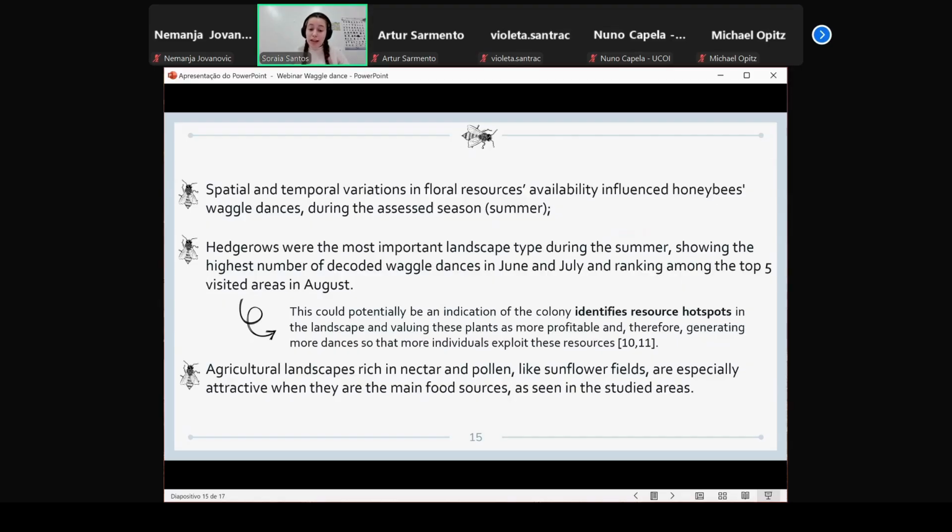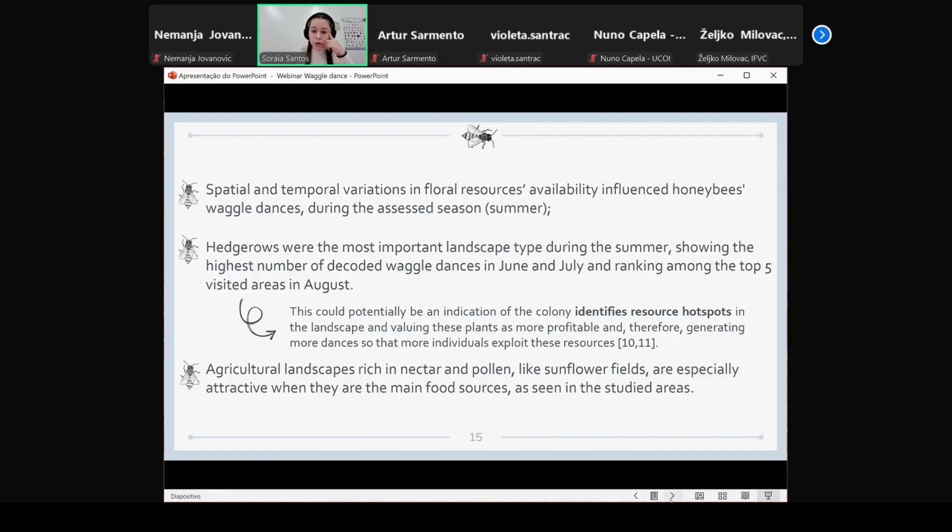In addition, in August, there is less diversity of food resources for the honeybees, and agricultural landscapes rich in nectar and pollen, such as the sunflower fields, are particularly attractive when they are the main food source, as we found in the studied area. In this sense, there is a possibility that the bees perform fewer dances, for example, to save time and energy as a necessary effort to communicate.